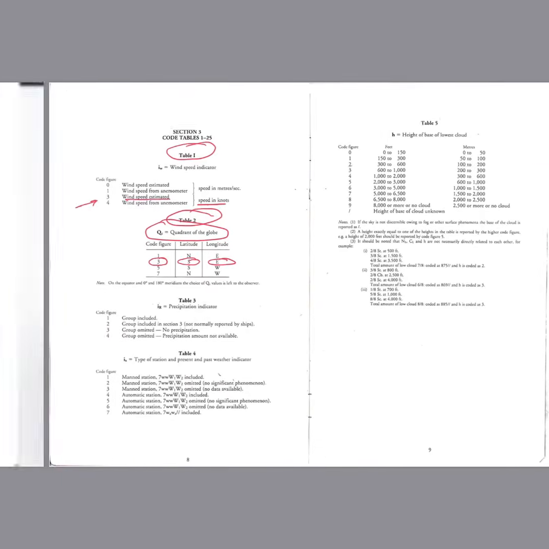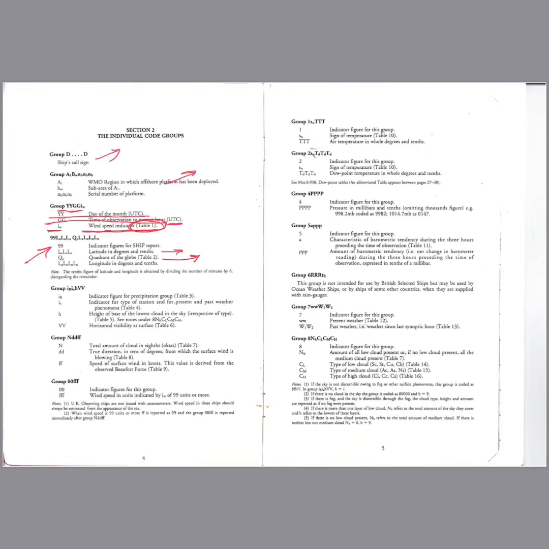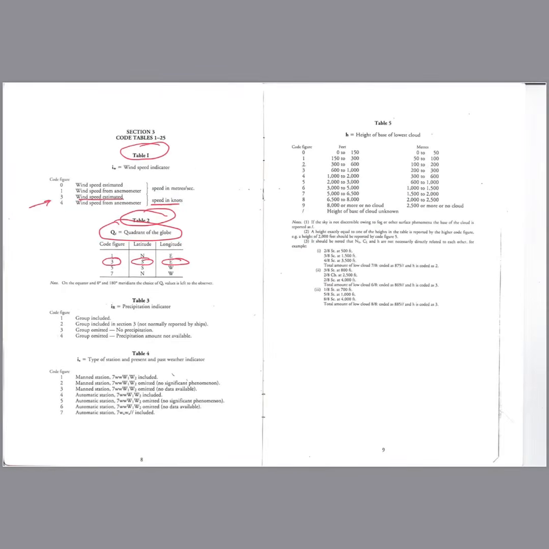So if you go back here on this page again, you have to go by one. That's why this video becomes a bit long here. So you can see this is the group I was talking about. The indicator for the precipitation group is table number 3. The indicator for type of station is table number 4. The height of the base of the cloud is table number 5, and the horizontal visibility at surface is table number 6. So if you go to tables number 3, 4, 5 and 6, you can get all these details based on the numbers that you see here.